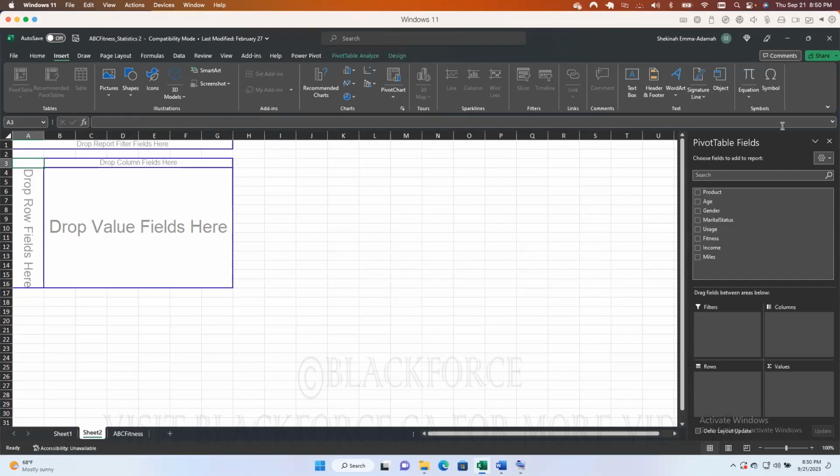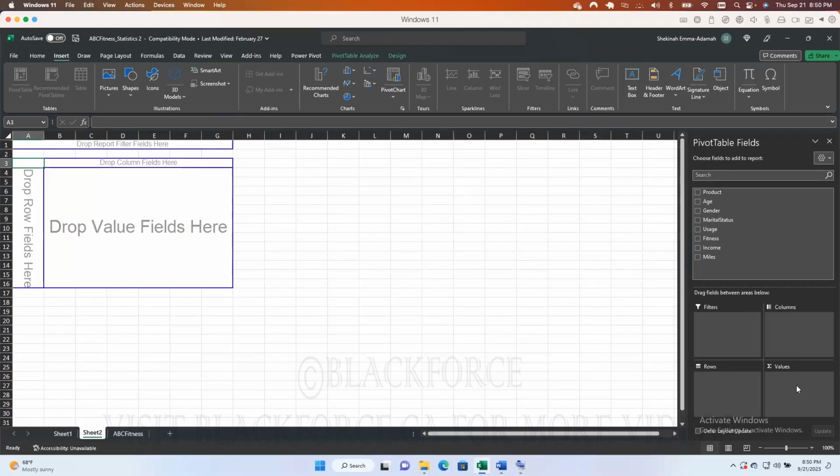So if you slide over to the pivot table fields on the right hand, is everyone here on the right hand side? Okay, so once you're here, you can see in the first box, you have all the different fields within your data. So we have product, age, gender, and so on. Down here, we have filters, you have columns, you have rows, and you have values.